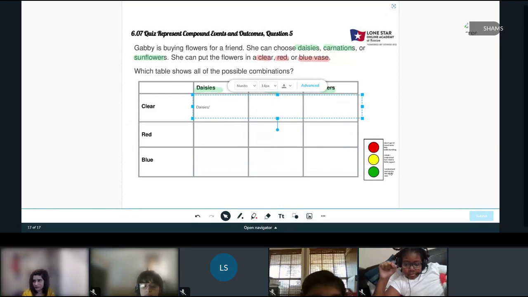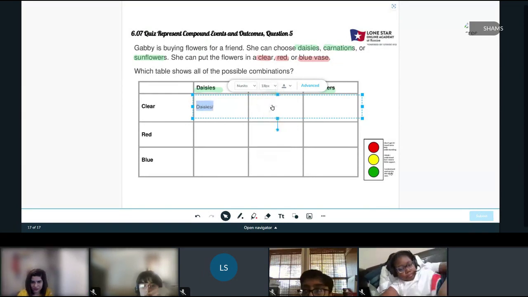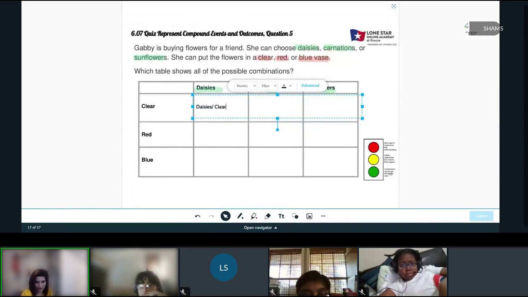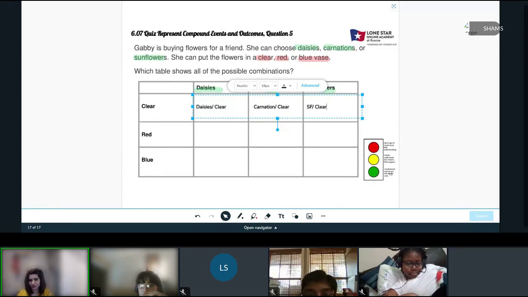daisies. Oh, that is super light. It is not going to be the best thing I will be doing. So we'll change it to 18. Color will be black and bold. So she can choose daisies in clear vase, right? Or she can choose carnation in clear vase. Or she can choose the sunflowers in clear vase, right? These are the first three options.